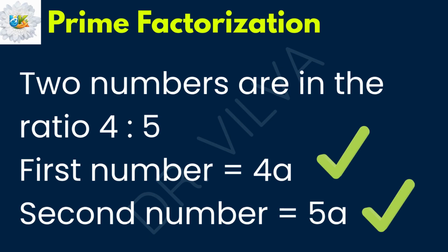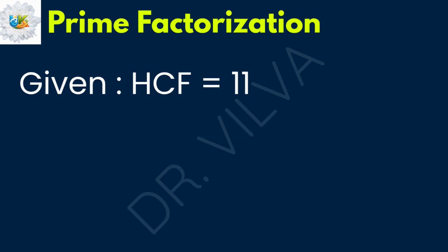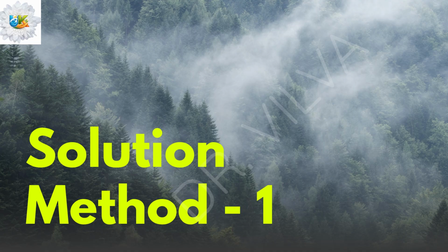Whenever we are writing in ratios, common factors will get cancelled. We have left out with some number. That's why we are considering 4a and 5a instead of 4:5. By definition, the highest common factor between 4a and 5a is a. Since the problem states that HCF is 11, we can directly conclude that our common factor a is 11.